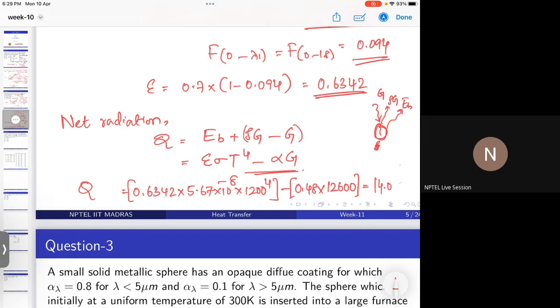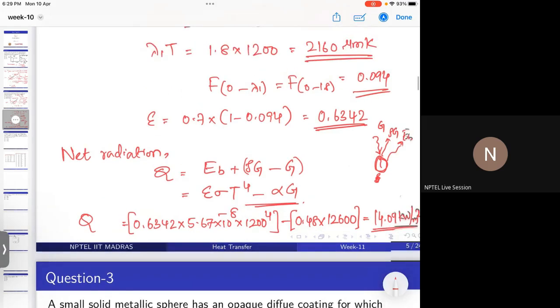I'm getting 14.09 kilowatt per meter square. Okay, you can just verify later. So I hope the method is clear.